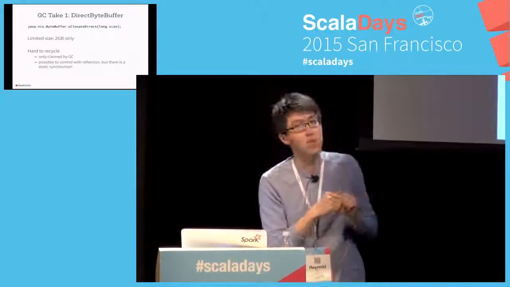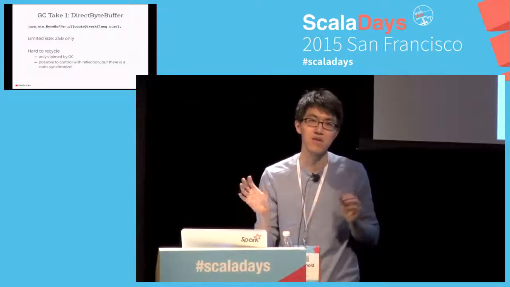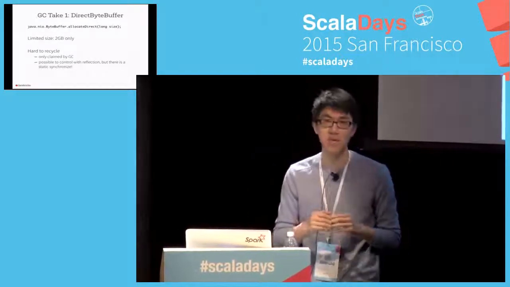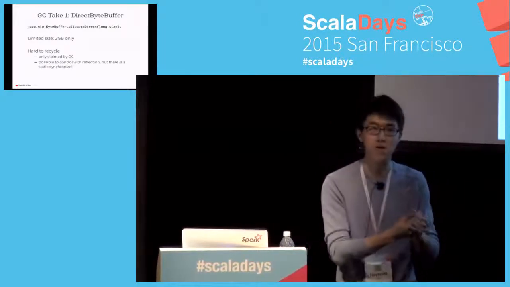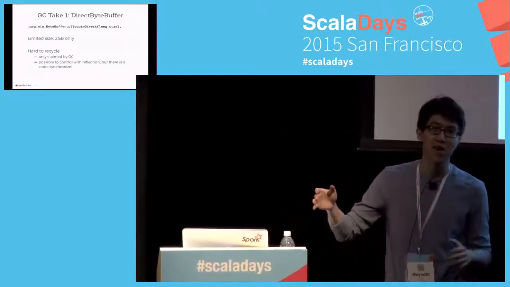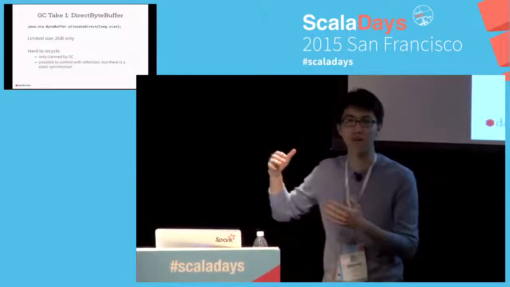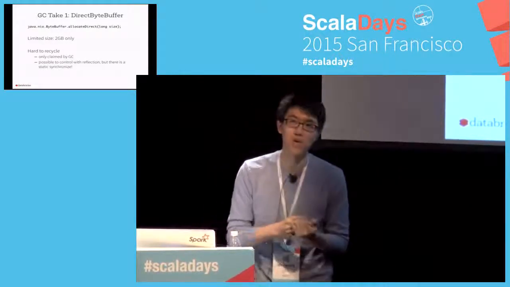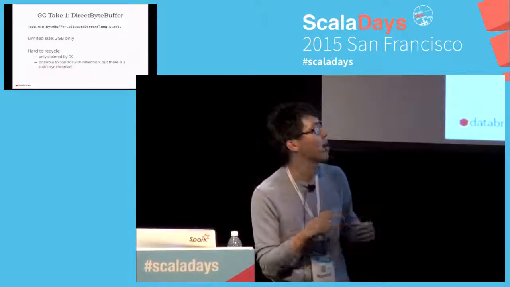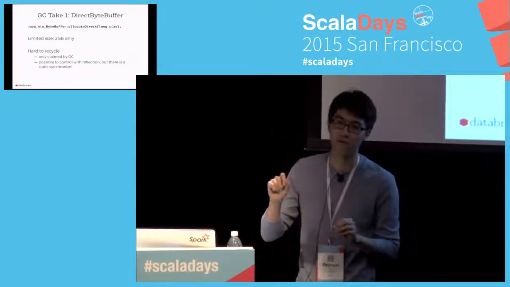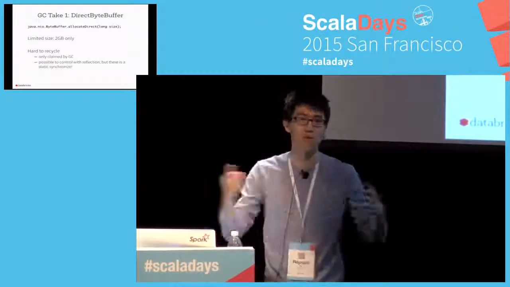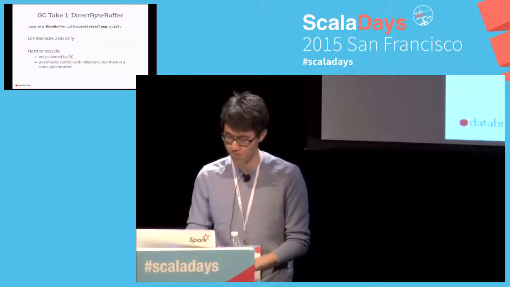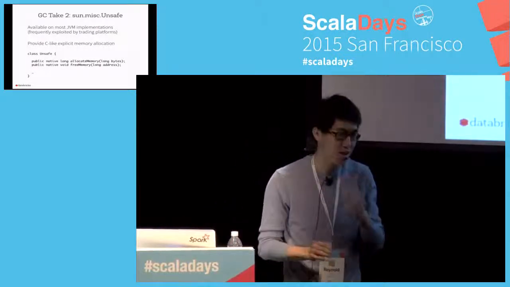There are two limitations of this. One is it's only limited to the size of an int, which is 2 GB. The other is that it's very hard to recycle, because it's only reclaimed by another garbage collection. If my whole point is to avoid garbage collection, why the hell am I waiting for a garbage collection to happen to recycle a buffer I want? There are ways you can do it with reflection to recycle this buffer if you Google. However, there's a static synchronized lock in the free for the direct byte buffer, which means if you have multiple threads trying to recycle different things at the same time, you're pretty much going to be bottlenecked by that single lock. So the second thing we tried was unsafe.